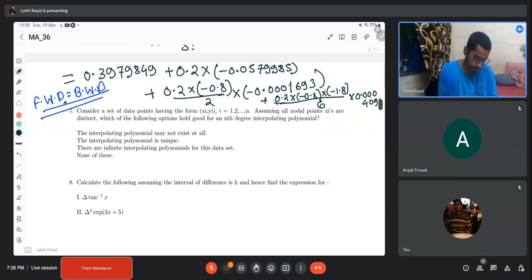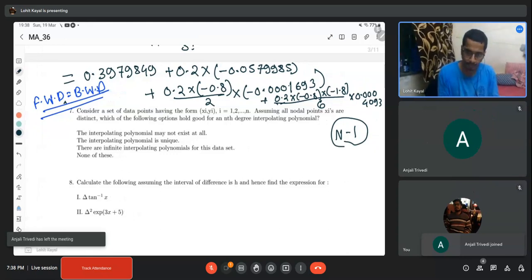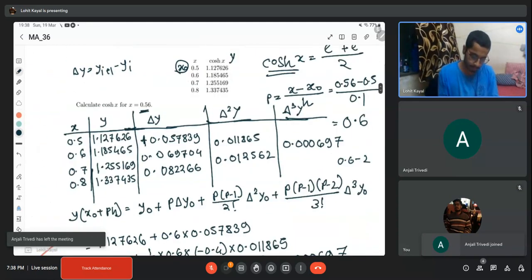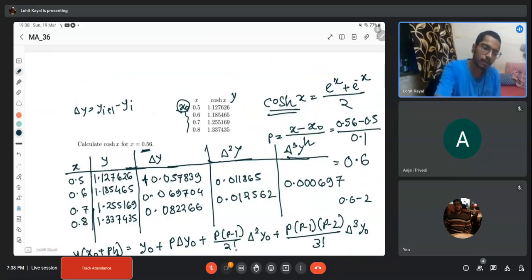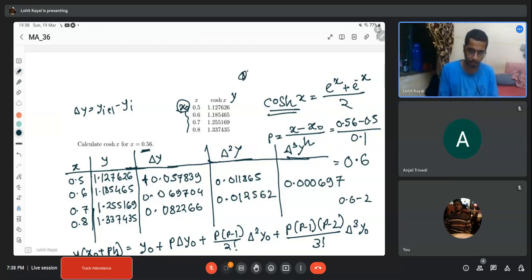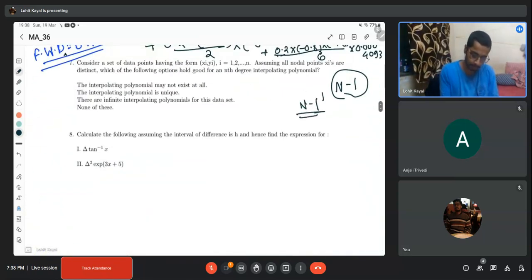So what is question number 7? Consider a set of data points having the form xi, yi, where there are n data points. Now in the case of n data points, we can get the exact polynomial of order n minus 1. In the previous example, we have seen that if I have 4 data points, I can construct a polynomial of third order, a cubic polynomial. So here we can build an exact n minus 1th order polynomial.